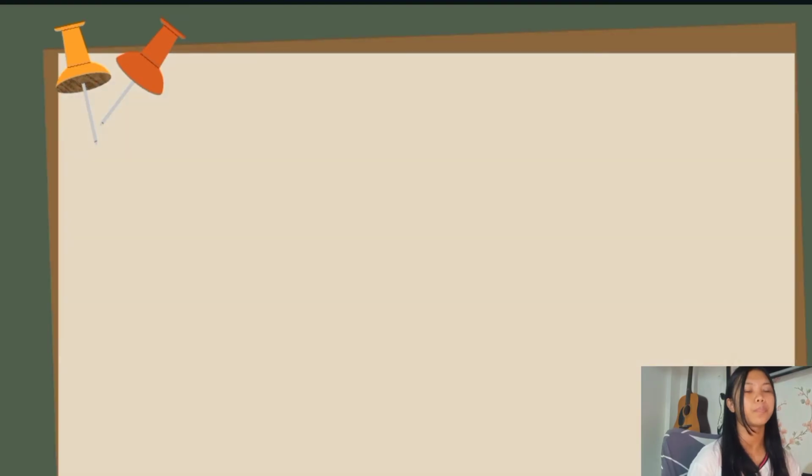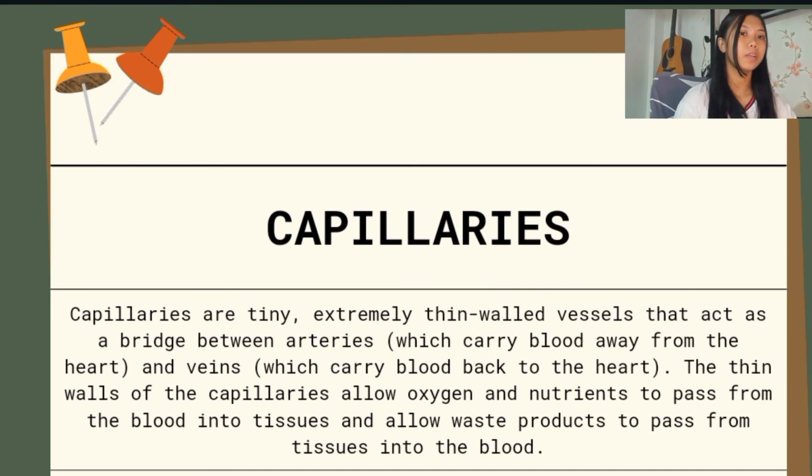The capillaries. Capillaries are tiny, extremely thin-walled vessels that act as a bridge between arteries, which carry blood away from the heart, and veins, which carry blood back to the heart. The thin walls of the capillaries allow oxygen and nutrients to pass from the blood into tissues and allow waste products to pass from tissues into the blood.